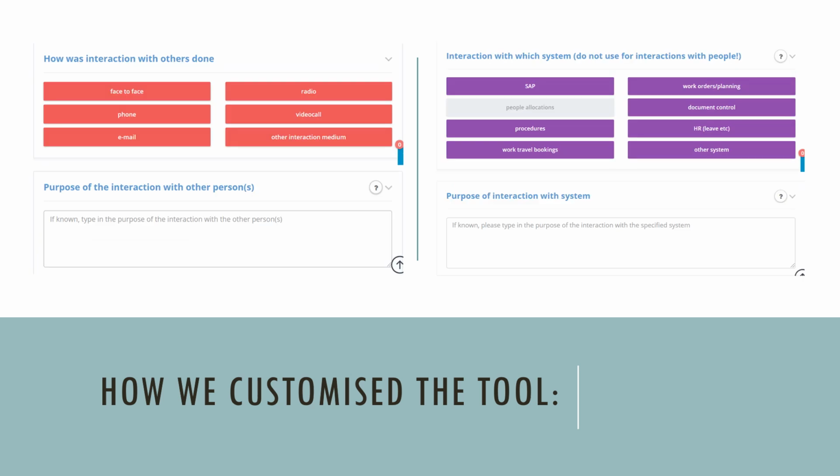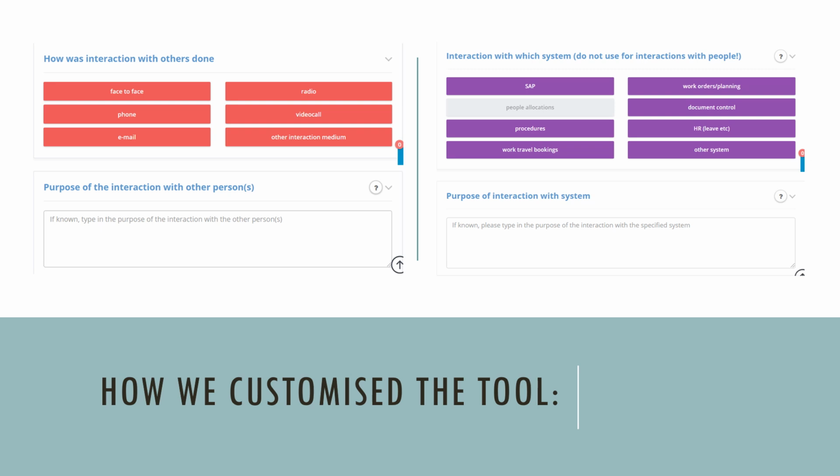And then following on from that, you can also see on the left-hand side of the screen that you can also note down how the interaction was done with other people. So you can click face-to-face, over the phone or over email. And you can also include a text box in which, if you want to make extra notes, you can. So in this instance, we put down what was the purpose of the interaction with the other person.